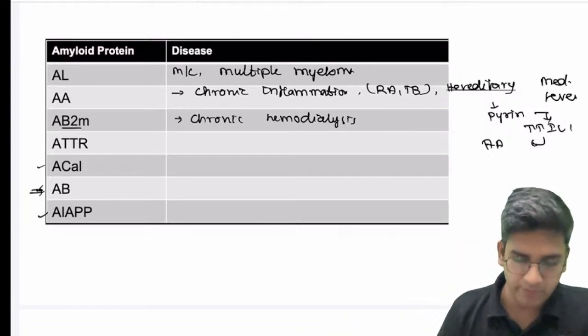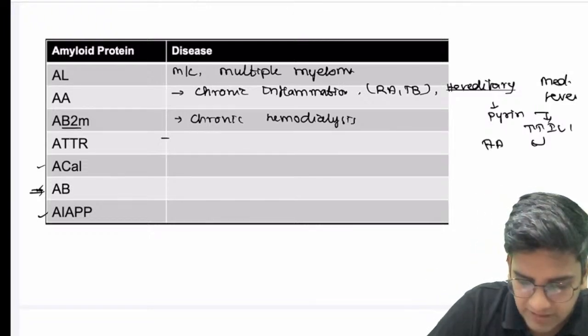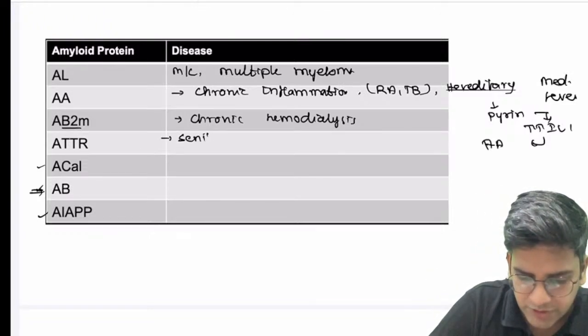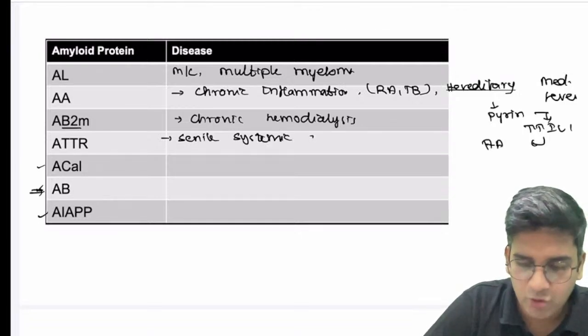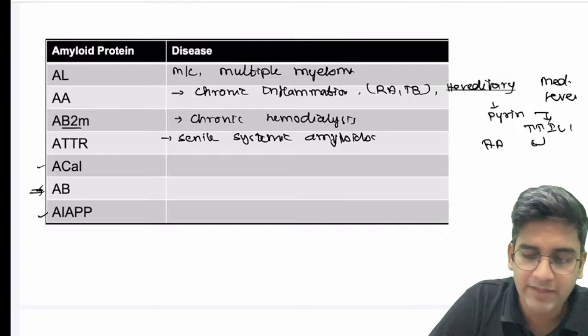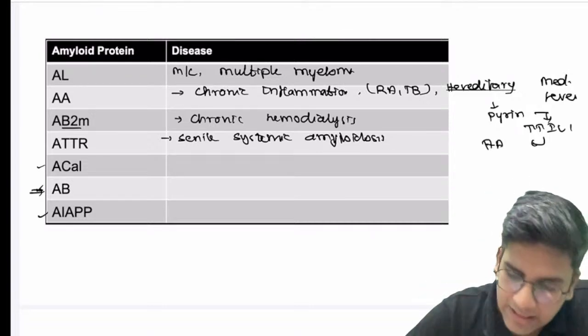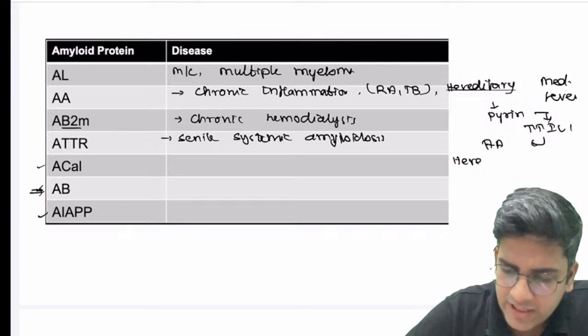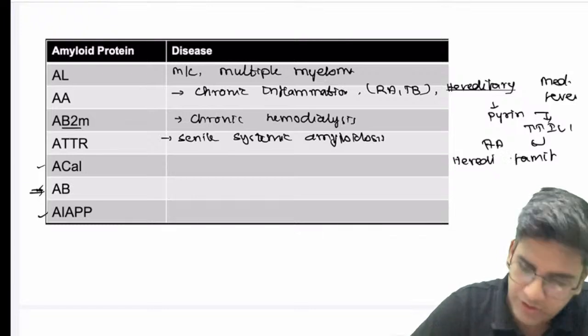ATTR, again, I have two things. Same as AA, ATTR can be a part of senile systemic amyloidosis. It's senility. Over the period of years, though the protein produced is normal, my protein removal mechanism might become weaker. That's one: ATTR, senile systemic amyloidosis. Again, I have a type called hereditary familial amyloidotic polyneuropathy.